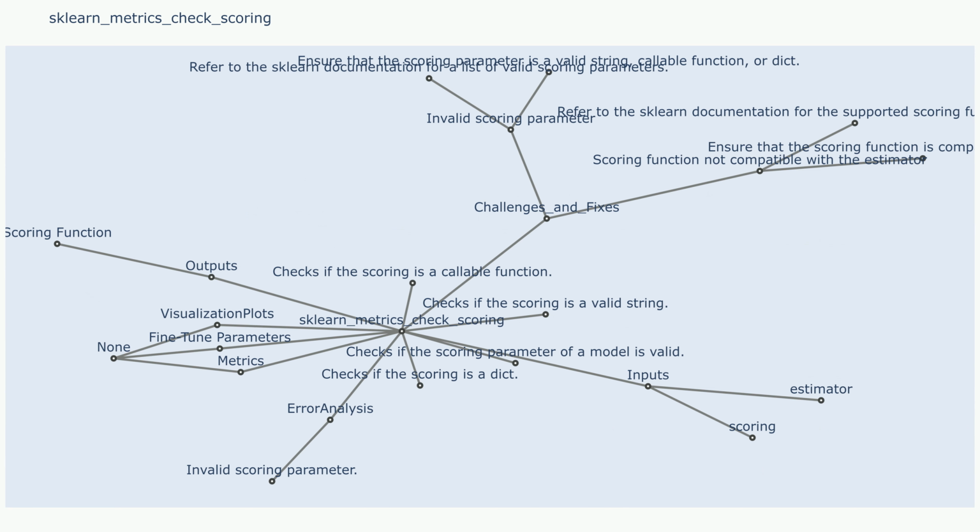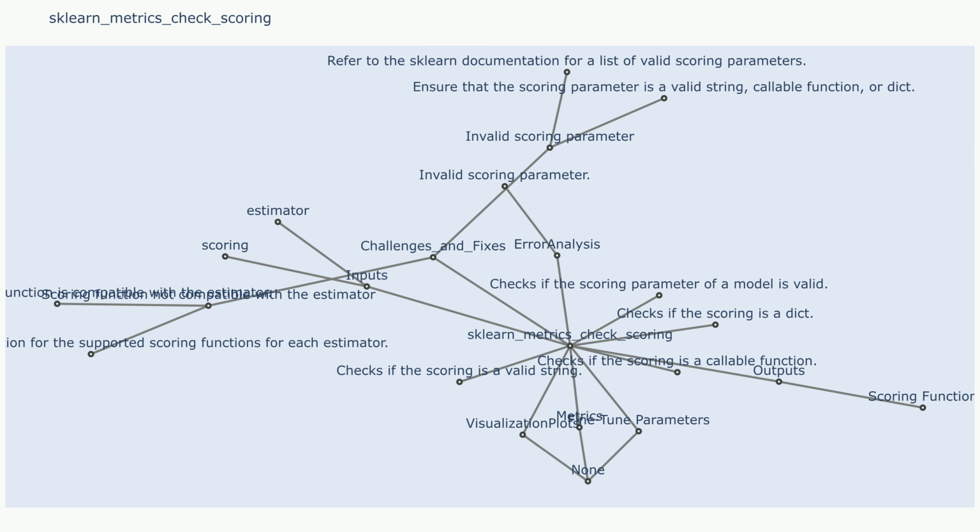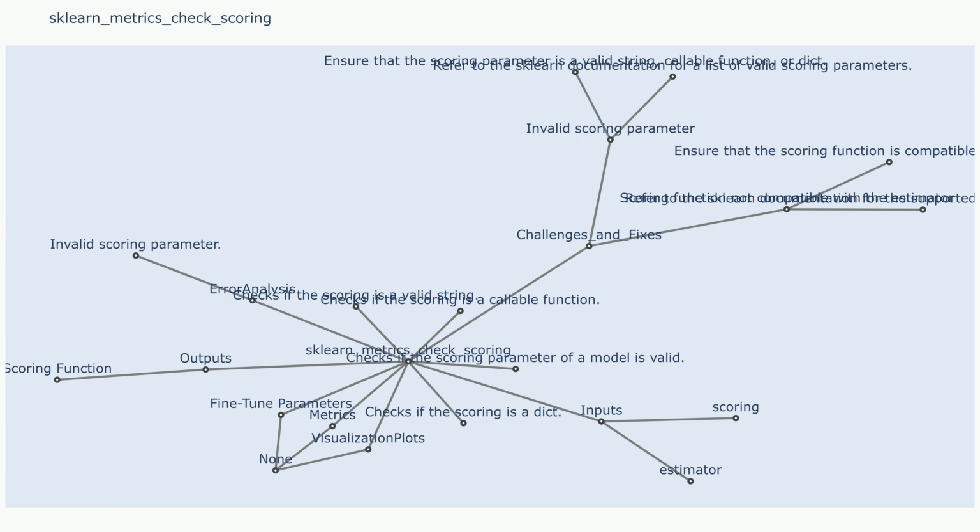Fine-tune parameters. None. The check_scoring function does not have parameters to fine-tune. Uncertainty methods. Confidence intervals. Estimating confidence intervals around the calculated performance metrics can provide an idea of the uncertainty associated with the model's evaluation. Bootstrap resampling, repeating the model training and evaluation process multiple times using different random subsets of the data, can provide a distribution of performance metrics, giving an indication of uncertainty.